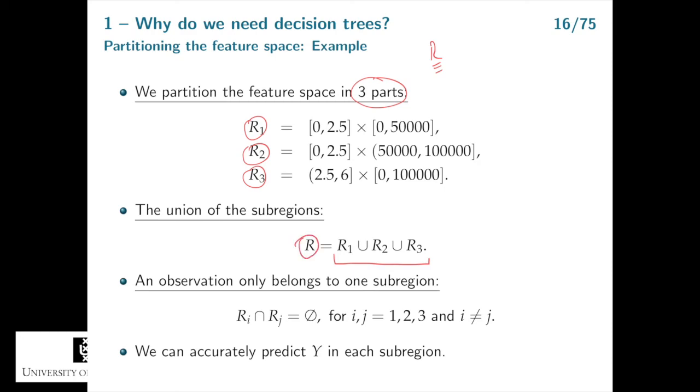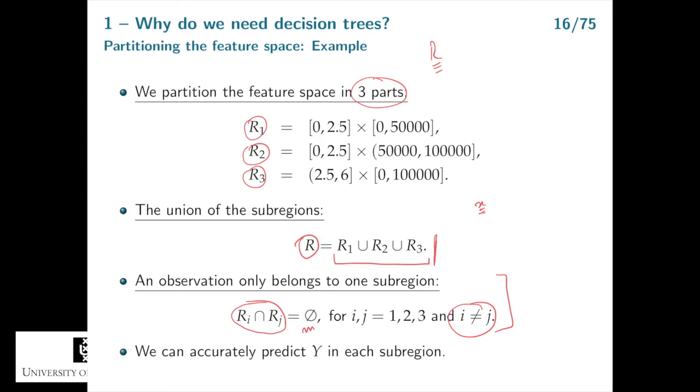And we have an observation X. Because of this, we know that X belongs to at least R1 or R2 or R3. With this condition, we state that X can only belong to a single subregion. If X belongs to R1, it cannot belong to R2 or R3. So the intersection of Ri and Rj is always empty if i and j are not the same.